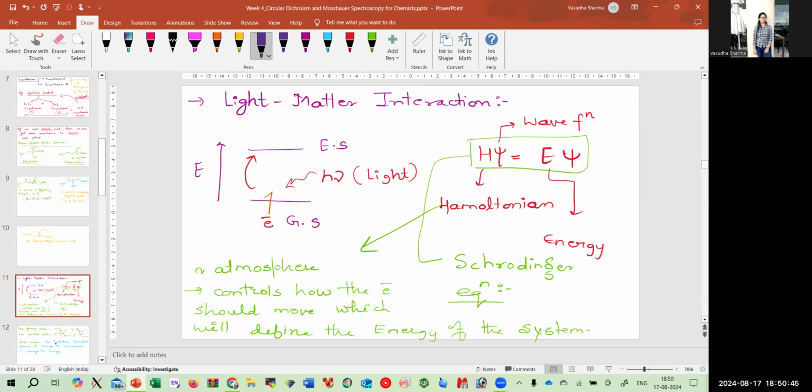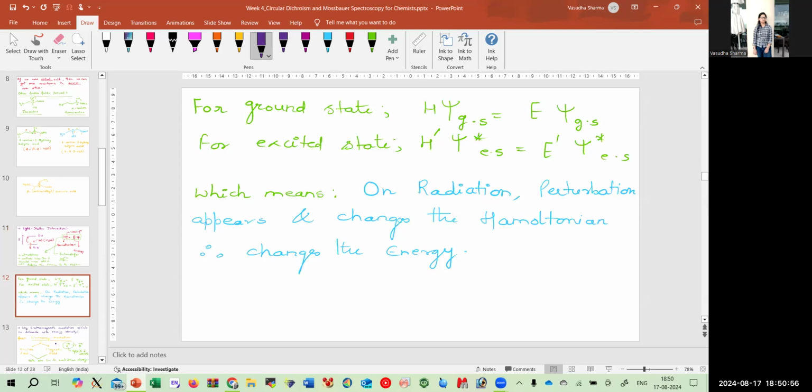So this Hamiltonian is nothing but the atmosphere, which controls how your electron should move when it has been affected by the radiation, and that defines the energy of your system. So basically, for the ground state, if we are saying there is Hamiltonian H, and depending on that, wave function is psi ground state, giving you one energy level.